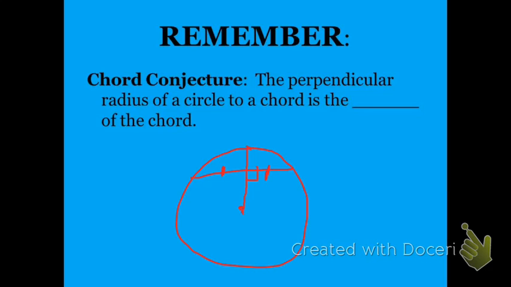Just to show you why that works, let's look at a counterexample. Let's say that I drew a radius that wasn't perpendicular to that chord. So we have an acute angle right here. Well, it's also not going to be the midpoint of that chord. So the perpendicular radius of a circle to the chord is the bisector of the chord as well. Alright, so let's try some problems using these conjectures.